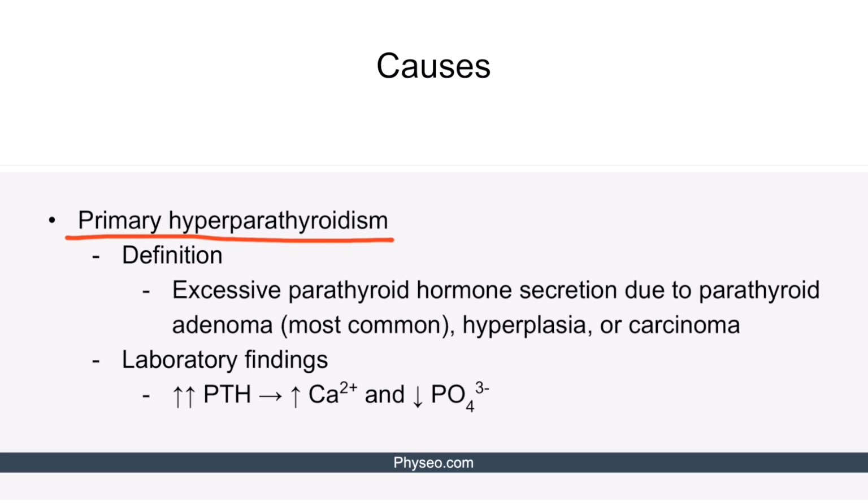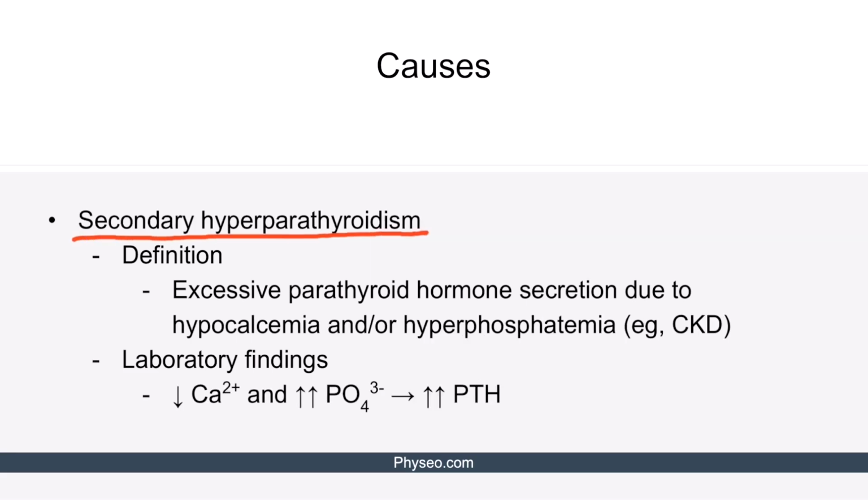Out of these three conditions, parathyroid adenoma is the most common. Regardless of the specific cause, primary hyperparathyroidism is characterized by severely increased parathyroid levels. As we mentioned previously, parathyroid hormone increases serum calcium levels and decreases serum phosphate levels, causing hypercalcemia and hypophosphatemia.